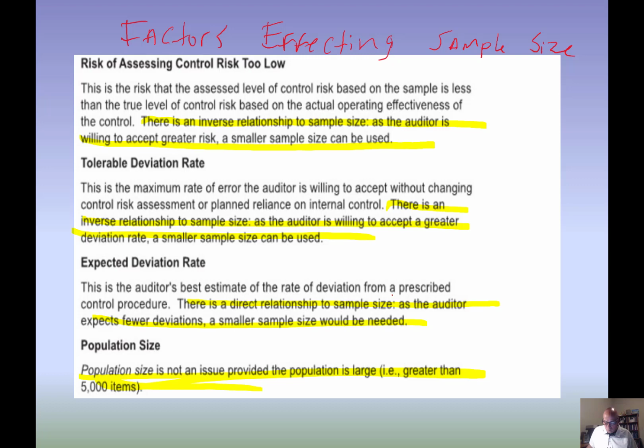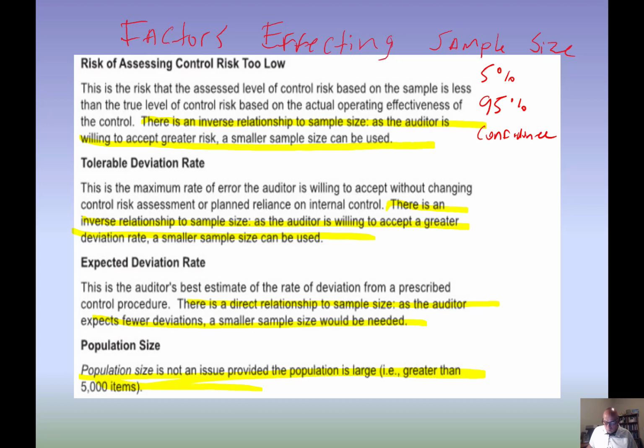And the key factors are the risk of assessing control risk too low. This is the risk that we will give an incorrect answer, the risk that we will assess our control risk too low. If we do, there's a potential that our audit is not going to be effective. And so we want to avoid this by keeping the risk that we will make this mistake low. So we might want that risk of assessing control risk too low to be, say, 5%. Now, if it's 5%, that means we're at the 95% confidence level. So we want this to be a low occurrence. We don't want this to happen much.